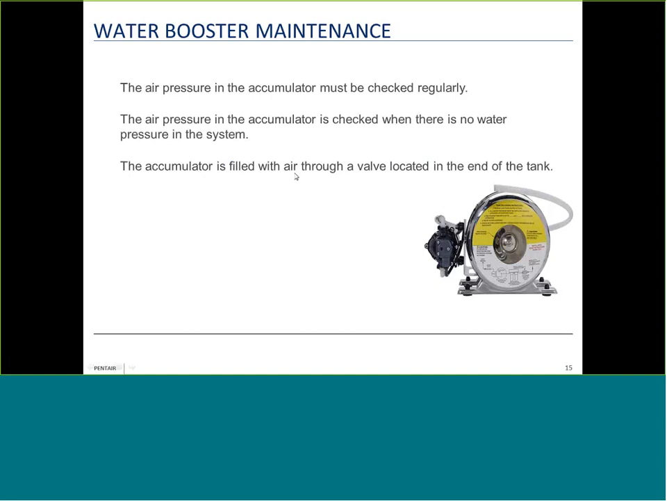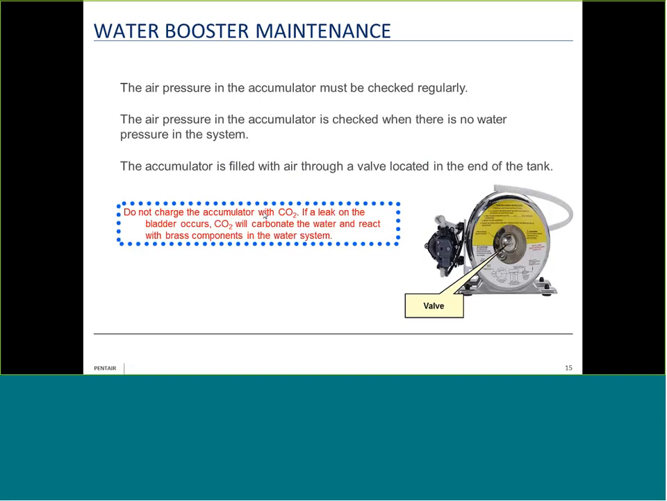You do not charge the accumulator with CO2 for two reasons. If a leak ever develops in the bladder, you may carbonate that water, and carbonated water is acidic and will react with brass or copper components in the system, corroding them. Also, if there's any moisture in that tank in contact with the CO2, it may create carbonic acid as well and cause corrosion to the stainless steel tank too.